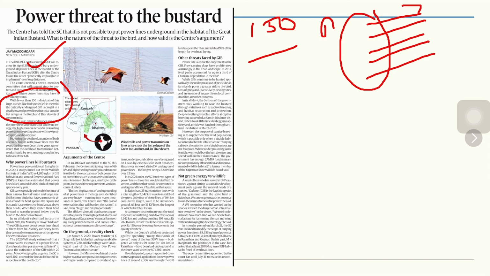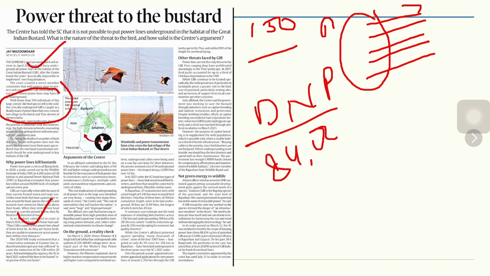In 2020, a study carried out by the Wildlife Institute of India in 4,200 square kilometers of Great Indian Bustard habitat around the Desert National Park in Rajasthan estimated that power lines must have killed 84,000 birds of multiple species every year.